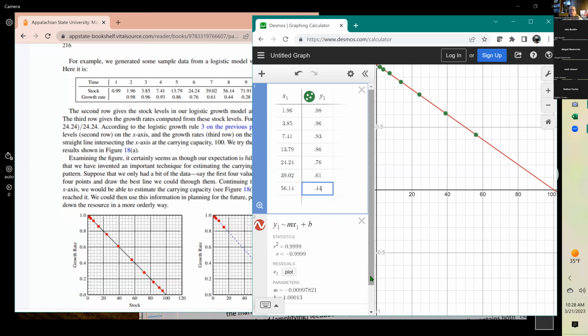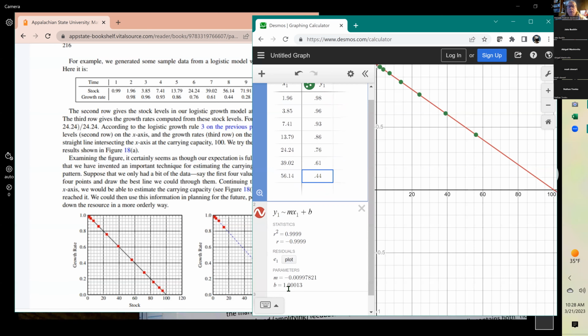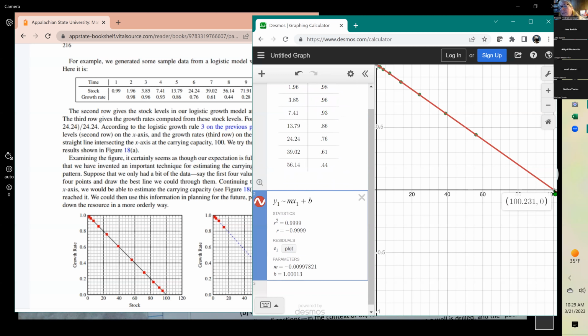And it still gives you your equation, which did change some. This y-intercept is still 1. The b is still 1, but the slope has changed a little. And notice now, this is moved. It's now at a little over 100, which is approximately where this one is. Any questions on that?